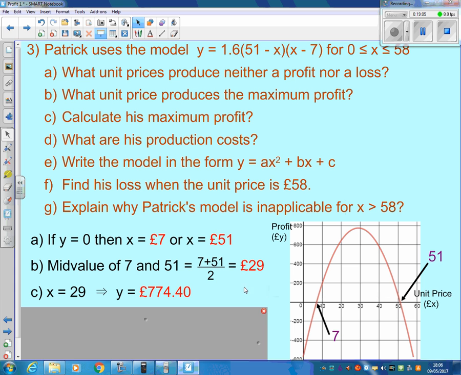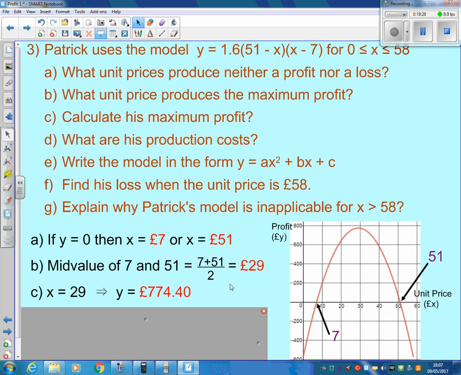£774.40. So that's telling me my vertex is at 29, 774.4. It tells me that the maximum profit I can make is £774.40, and that happens when the unit price is £29.